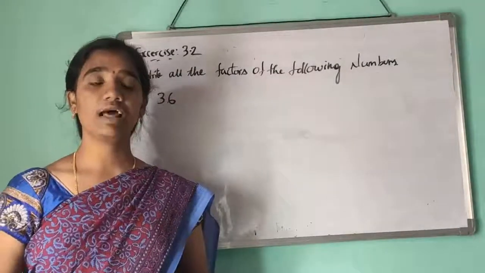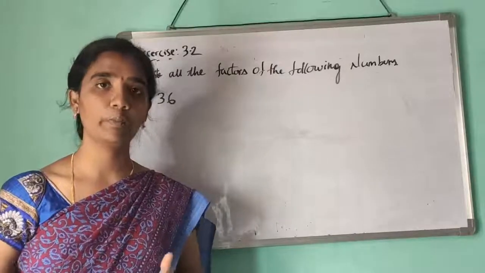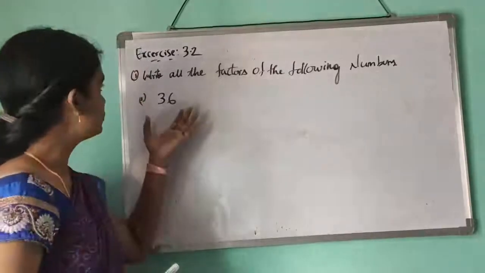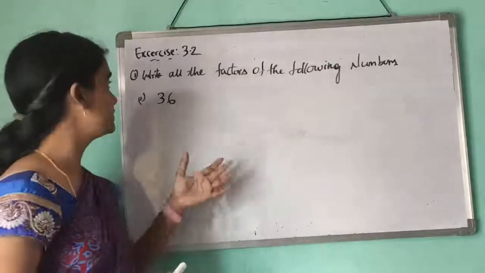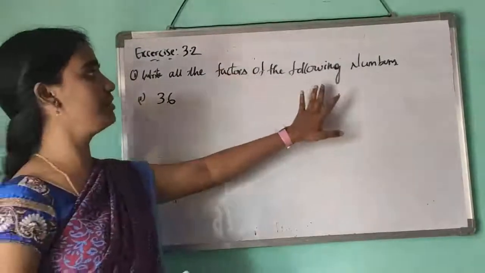In our previous class, we discussed factors, prime factors, twin primes, co-primes. On this, today we are doing sums. Let's see the first one: write all the factors of the following numbers.